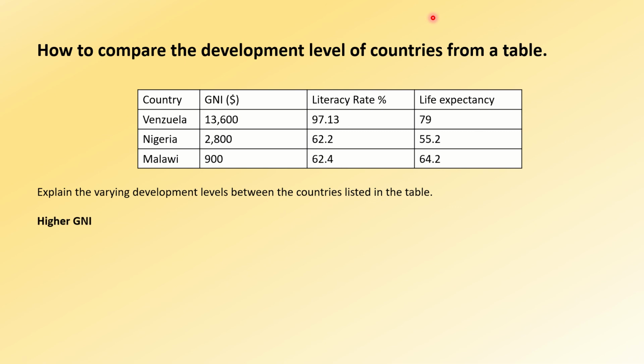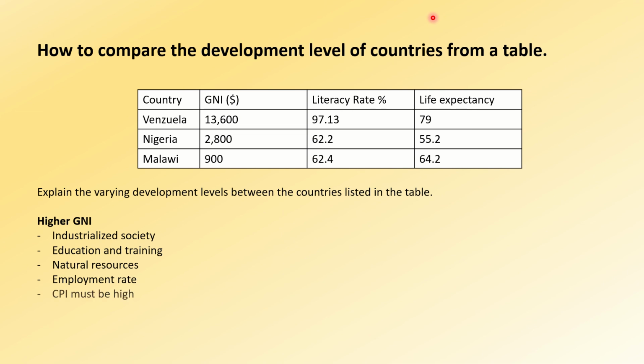So here's how to structure this answer. Look at the GNI. Who's got the highest GNI? Well, Venezuela clearly does. So it must be an industrialized society. It must have education and training. It must have natural resources that it can sell. It must have a good employment rate. Its CPI must be high. And if you think about it, you could go back to the notes on the economic indicators and you could pull out a whole load of stuff to talk about when you're talking about a country with a good GNI.